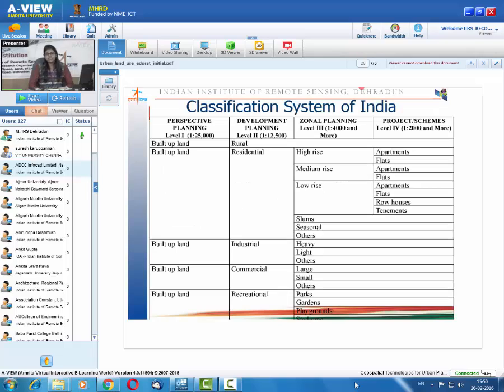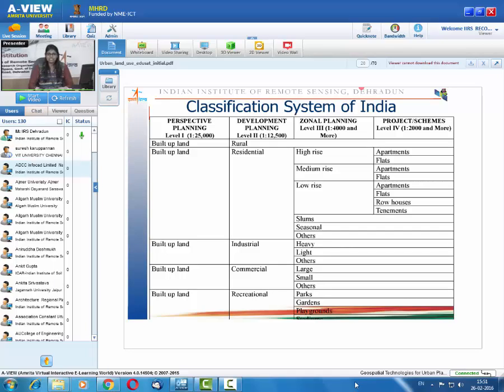So in India, we are using NUIS, that is National Urban Information System guidelines for the classification system in India. The level 1 classification is helpful for perspective planning. When I say perspective planning, in many cities it is known as a perspective plan, in many cities a development plan, in many cities a master plan. However, perspective plan can be related either to a master plan or a regional plan. Built up land becomes your level 1 category.